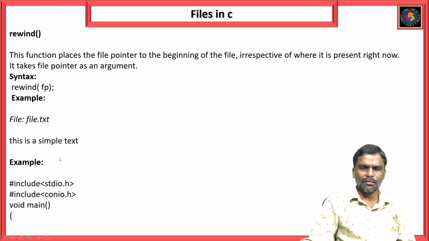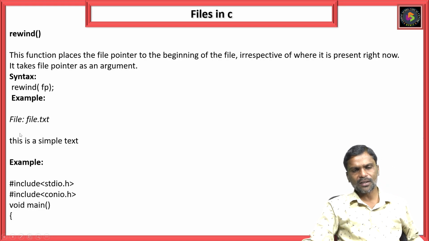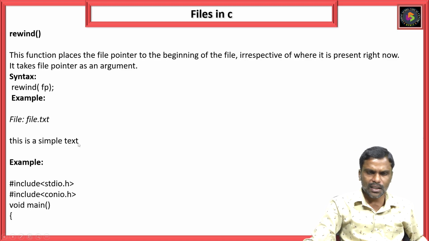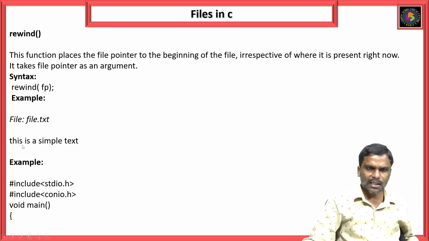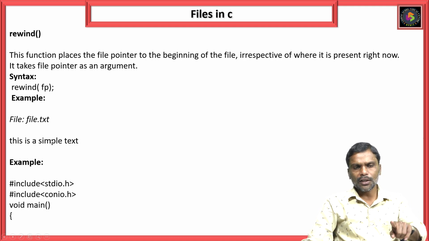What is the syntax? rewind, and only the file pointer should be written. Let us take an example with a file, file.txt, containing: "This is a simple text". If we want to write this in the program with the help of the rewind function, let us see. Wherever my cursor may be, this is what my file contains: "This is a simple text". For example, if my cursor is after M and I use the rewind function, it will print the complete thing: "This is a simple text".